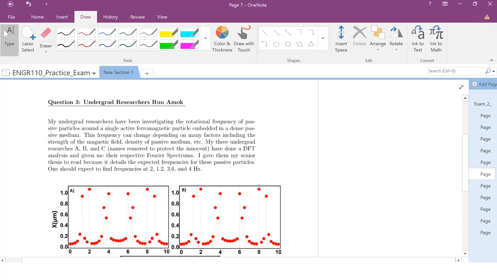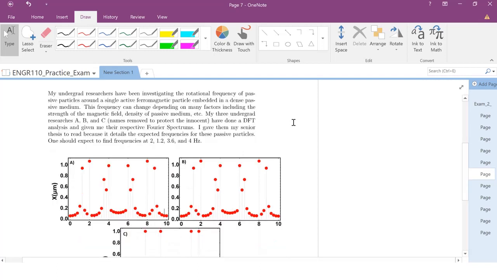So we're finishing up, actually we're going to start question 3, so undergrad researchers run amok. This is getting to basically the second half of the exam, which is more the qualitative and the kind of physical understanding of 2 key properties, which is signal aliasing and spectral leakage. So let's read what the problem says.